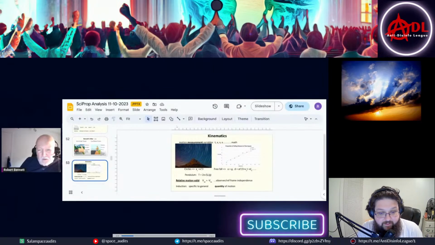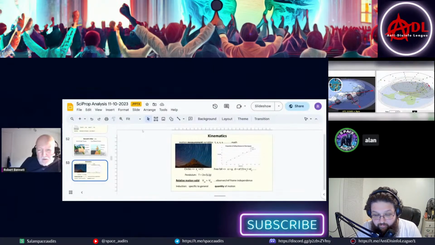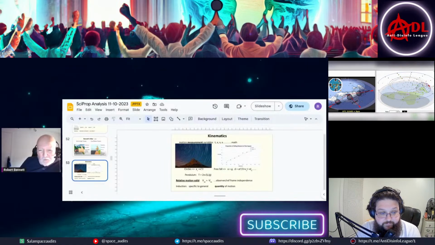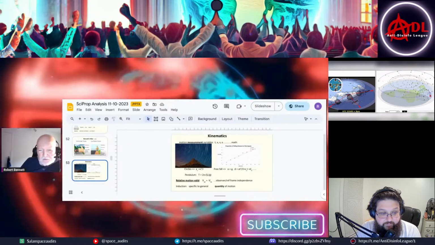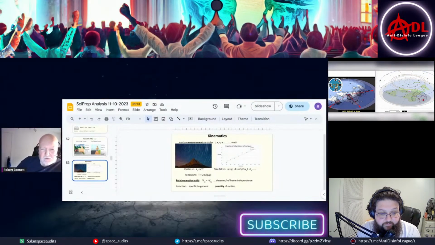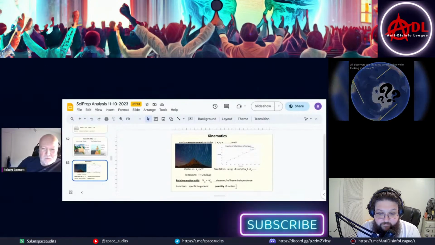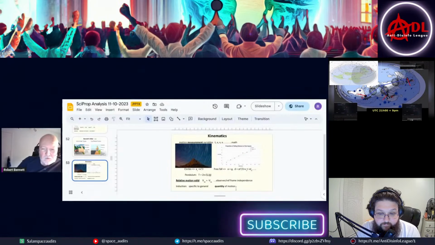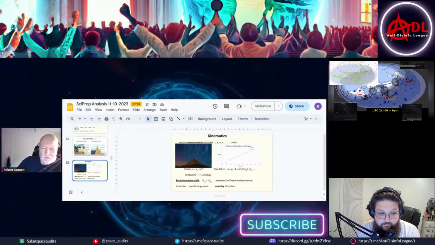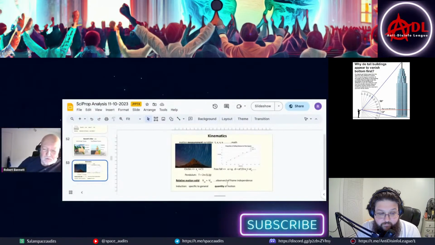So here's where we're going to get into the distinctions. Or we could say observer reference frame independence. Kinematics is arguing from specific to general, and it measures the quantity of motion. And that's why mathematics is applied, because all you get from a measurement is a number, and you have to use that number to predict things in the future.